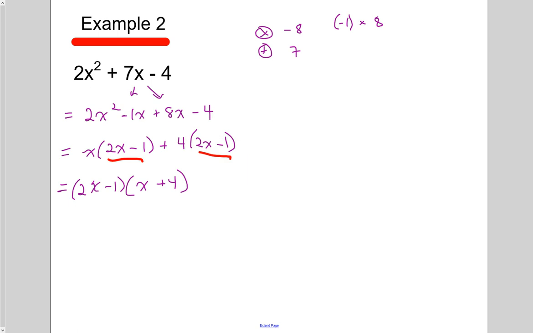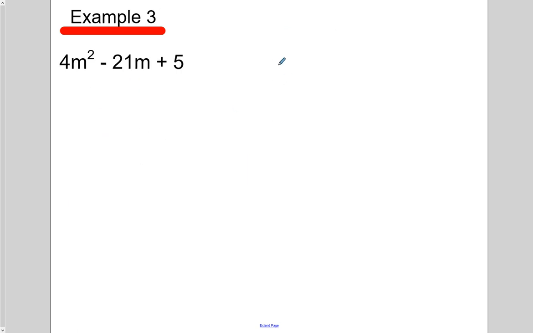Okay, let's try another one. Here we go. Ooh, look at this one. 4m squared minus 21m plus 5. Okay, so first thing I know, I'm going to leave the 4m squared the same. I'm going to leave the plus 5 the same. And I know my terms are going to multiply to 4 times 5, which is 20, and they're going to add to negative 21.